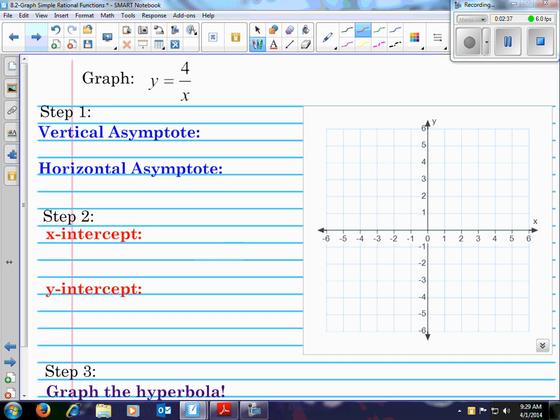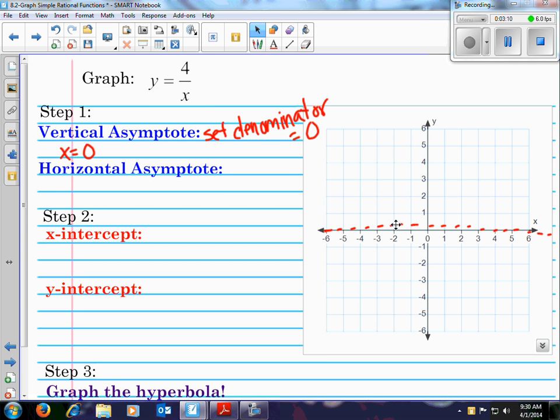So, first example, we're going to look over here, and we have graph this thing. So my vertical asymptote is always going to be setting the denominator equal to 0. So if I set the denominator equal to 0, then I have x is equal to 0. So I don't have to solve. I already have x is equal to 0. So my vertical asymptote is going to be right here.